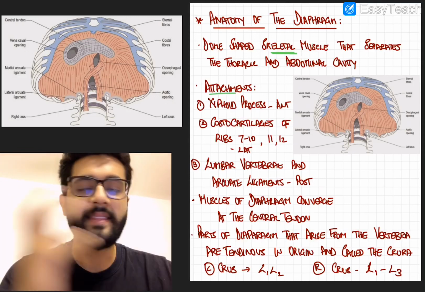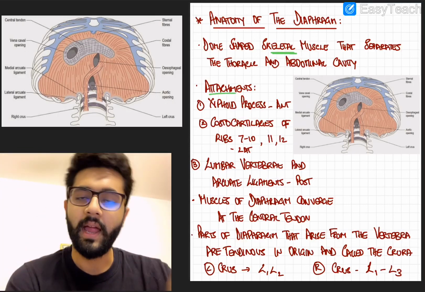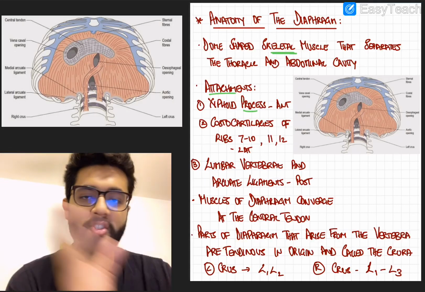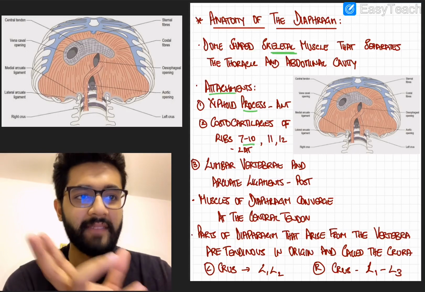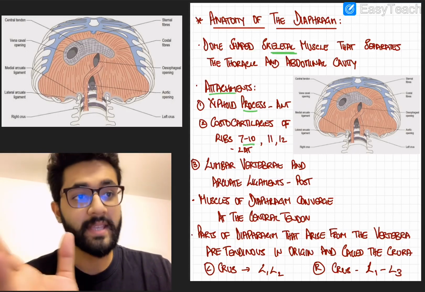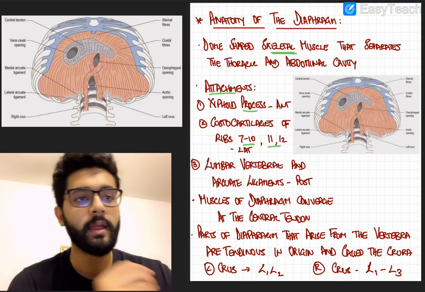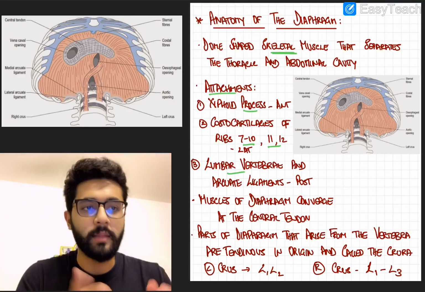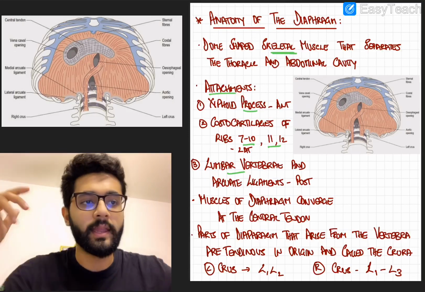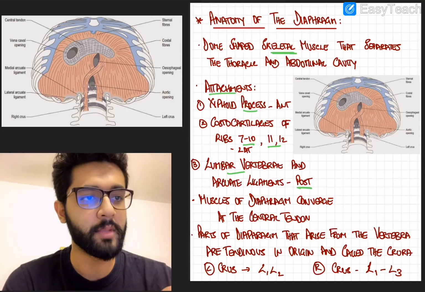Firstly, the attachments of the diaphragm. The diaphragm is anteriorly attached to the xiphoid process, laterally to the costal cartilages of the 7th to 10th ribs and also the 11th and 12th rib. Then posteriorly, the diaphragm is attached to the lumbar vertebrae and the arcuate ligaments. I'll show you all of that in the image in a while.